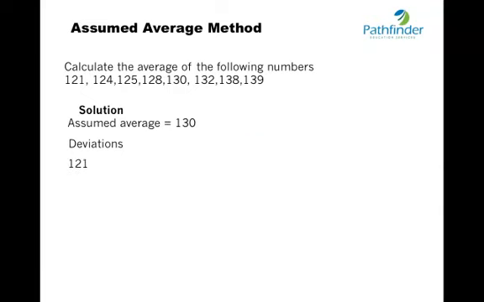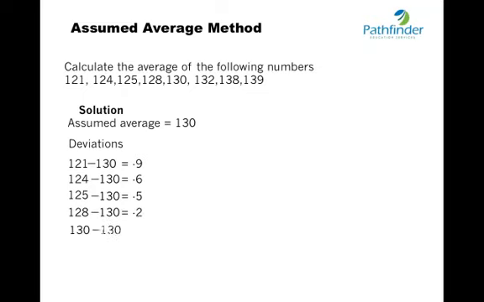The first deviation, 121 minus 130, gives us minus 9. Second deviation, that is 124 minus 130, gives us minus 6. 125 minus 130 gives us minus 5. 128 minus 130 gives you minus 2. 130 minus 130 gives us a 0. 132 minus 130 gives us a plus 2, positive 2. 138 minus 130 is 8. And 139 minus 130 is 9. So you see we have already calculated all the deviations.